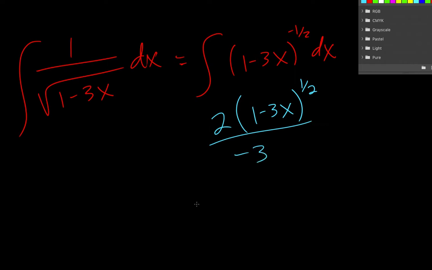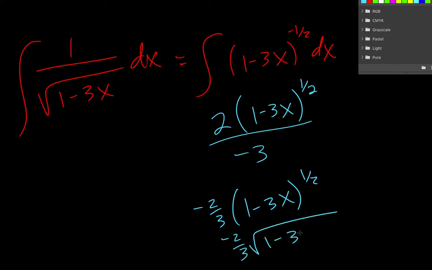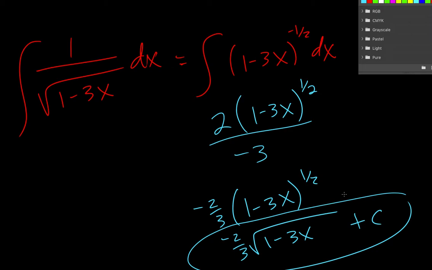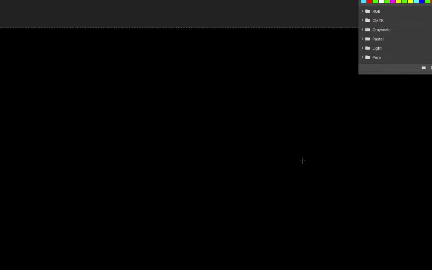And then we simplify, so we get negative 2/3, 1 minus 3x to the 1/2, and then we'll change that back into that notation, and then don't forget your plus c on the outside. Okay, we'll keep going.